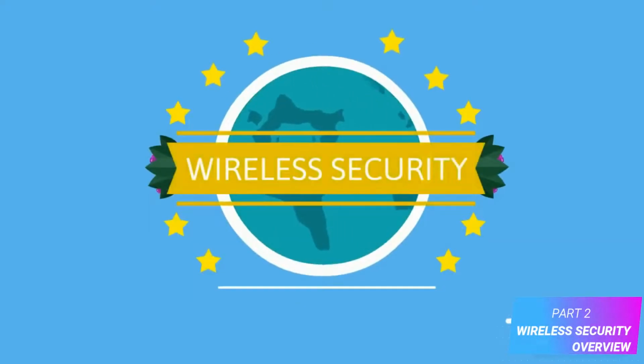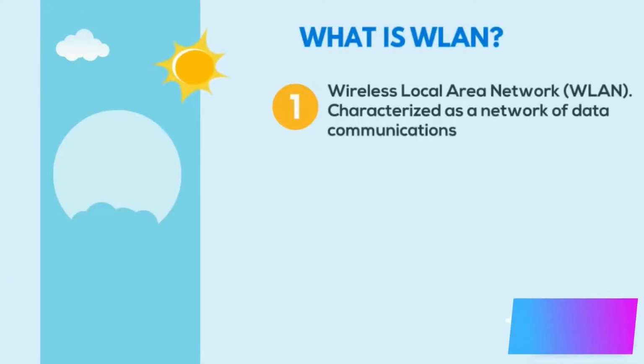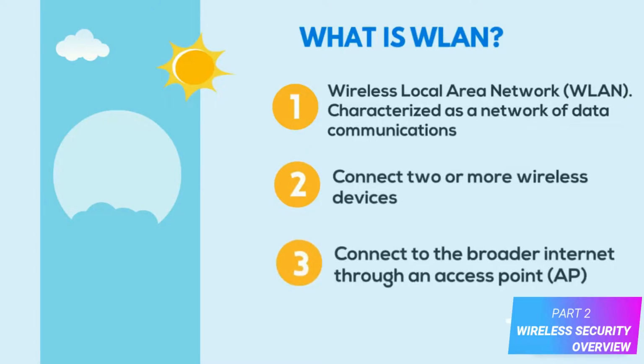Here is some wireless security overview. What is a wireless local area network? Firstly, wireless LAN is characterized as a network of data communications. Secondly, wireless LAN connects 2 or more wireless devices. Thirdly, wireless LAN connects to the broader internet through an access point, AP.